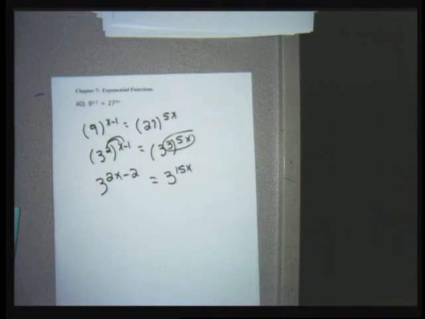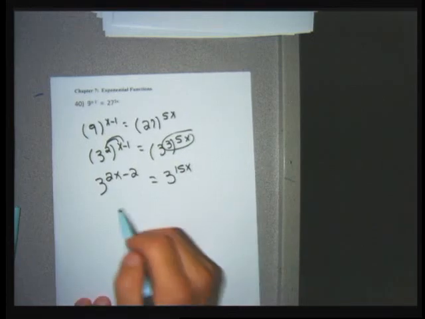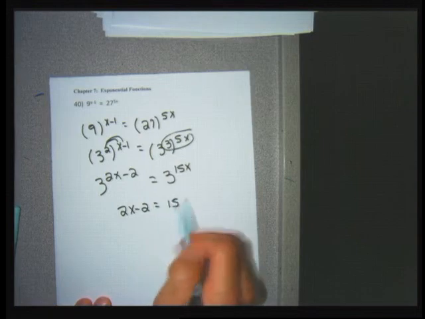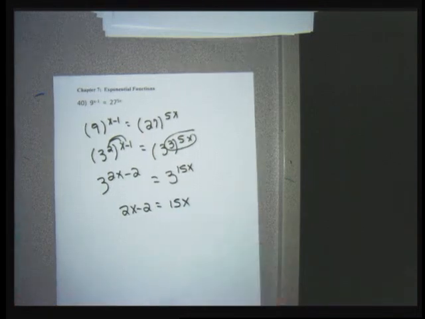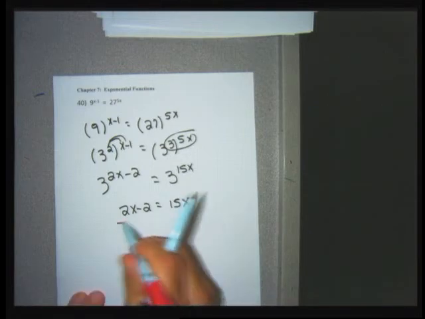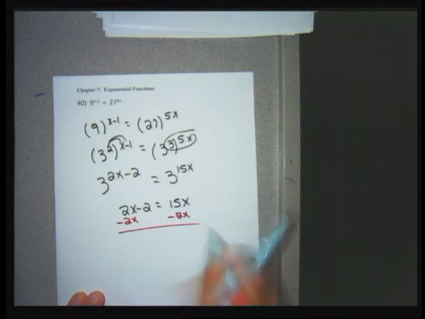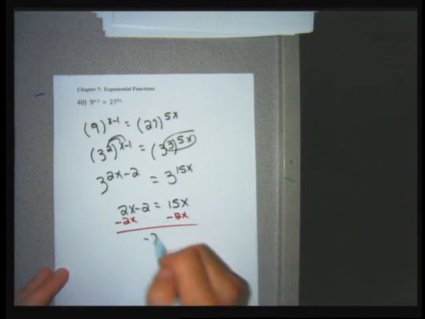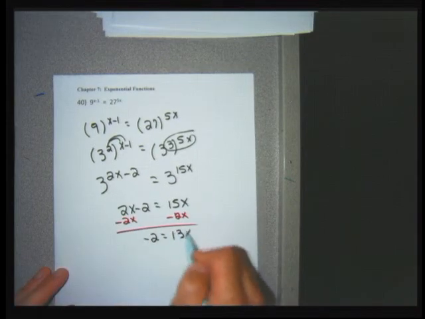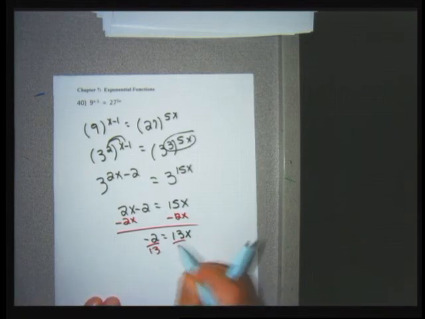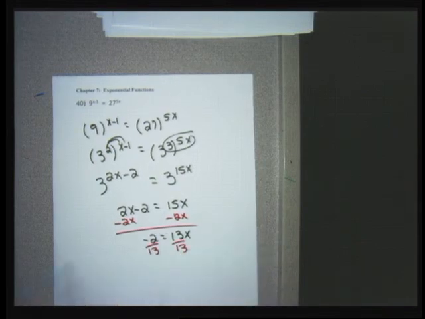Both sides now have the same base, so I drop the bases and set the exponents equal to each other. I'm going to get a negative x because I want to get the x's on the opposite side from the number. So I'm going to minus 2x from both sides. Well, I guess I'm not getting a negative. That's going to give me negative 2 equals 13x. And then I'll divide both sides by 13 and get negative 2 over 13 for an answer.